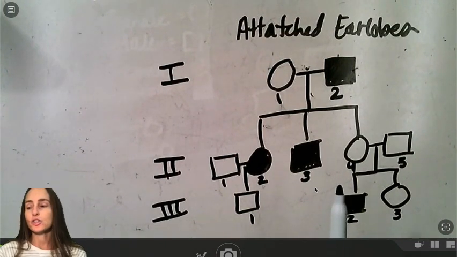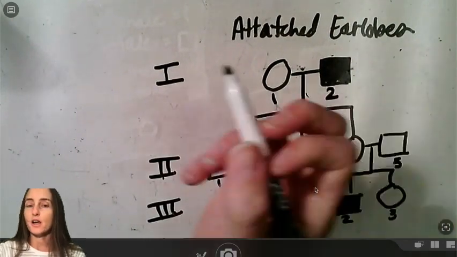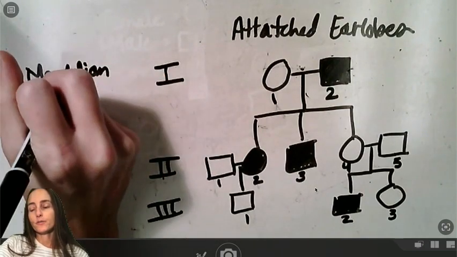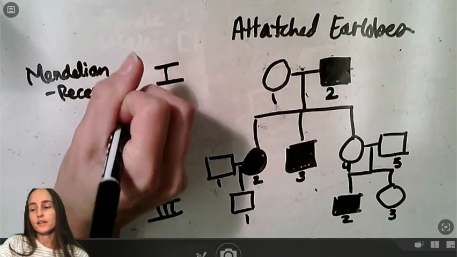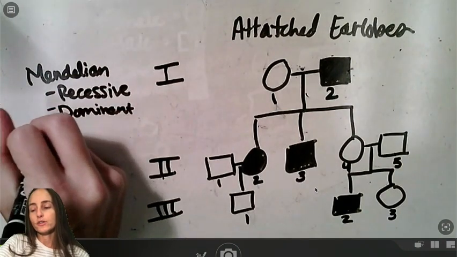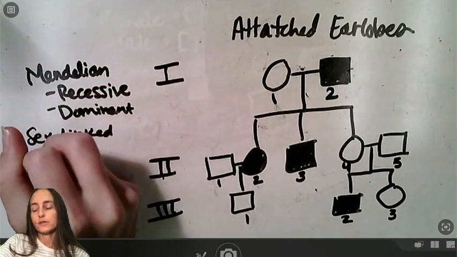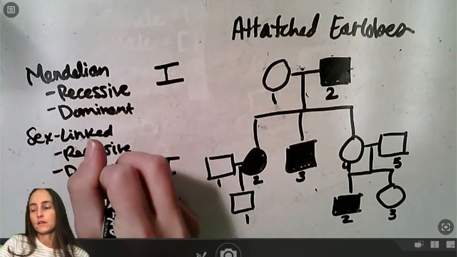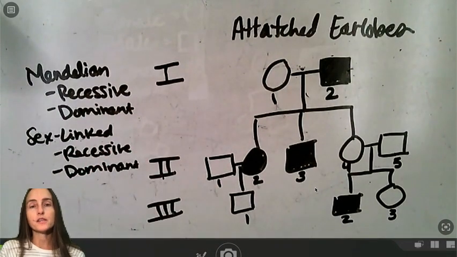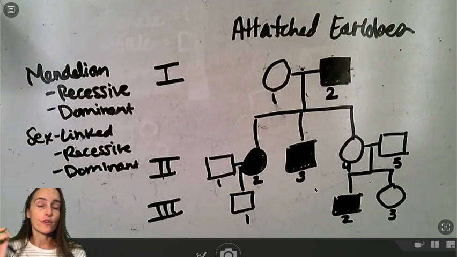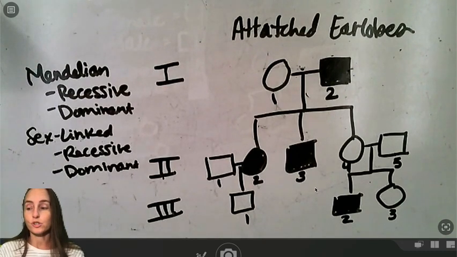So we're going to be looking for 2 different kinds of inheritance. We're going to be looking for Mendelian. And in Mendelian, we need to identify if the trait that is filled in is recessive or dominant. And we're also going to be looking for sex-linked. And once again, is that recessive or dominant? Okay, so that's what we're trying to identify. So basically, you have 4 options for our class. If you went up higher in biology, you might have to get a little deeper, but for our intents and purposes, we're just looking at 4 options.